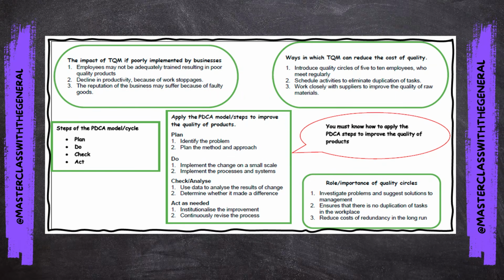Let's look at ways in which TQM can reduce the cost of quality. If it's done right, guys, number one, introduce quality circles of 5 to 10 employees who meet regularly. Now, what are these quality circles? This is a group of employees that meet regularly to discuss quality-related matters. So they will critique what the business is doing. They will comment on the processes of the business, on the products of the business, and give positive, constructive feedback. These are the things that the business will be able to work on, and this is going to reduce the cost on the side of the business.